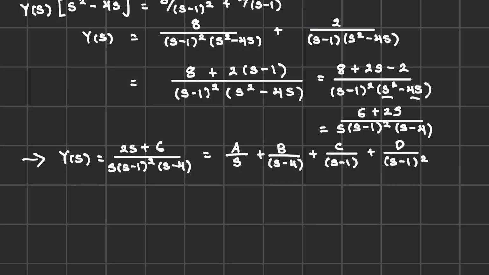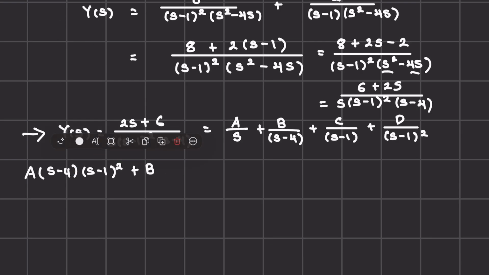Therefore, let's switch the left-hand side of the equation to the right-hand side, and the right-hand side to the left-hand side. Doing so, we will have A times (s - 4) times (s - 1) squared. Bear with me, this is going to be a very long one. And then we have plus B. Actually, this is just s minus 1 squared. So we have that one there.